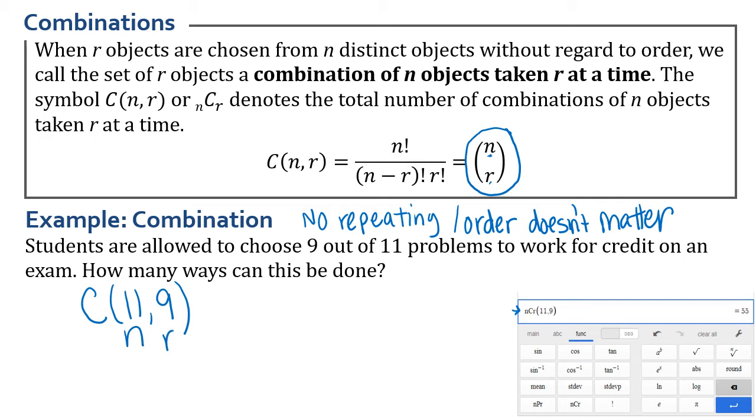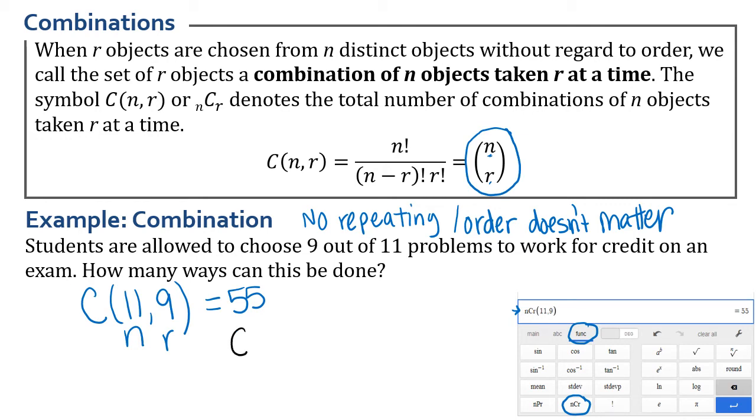And again, in Desmos, they have this great function. When you click the function calculator, you click this nCr, that's a combination, and it'll actually evaluate it for you. And so we get 55. You could have also done this the long way. So I just want to show you how to do it by hand.